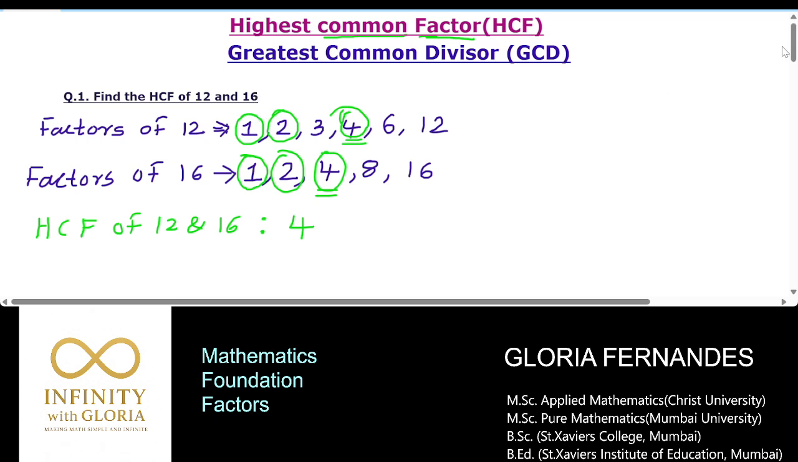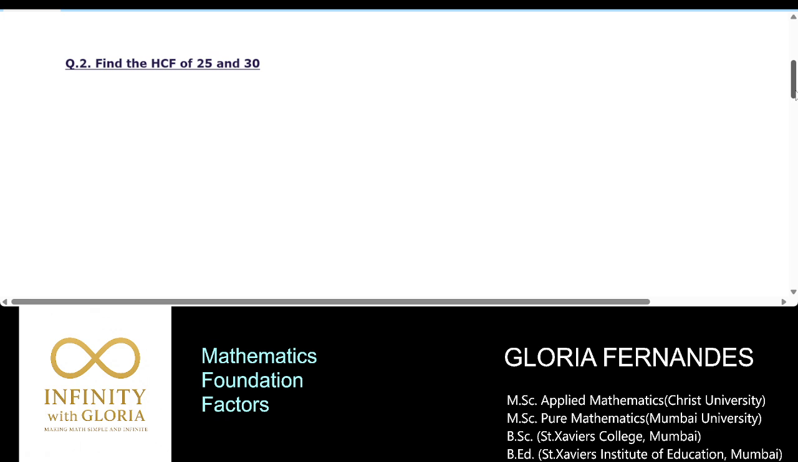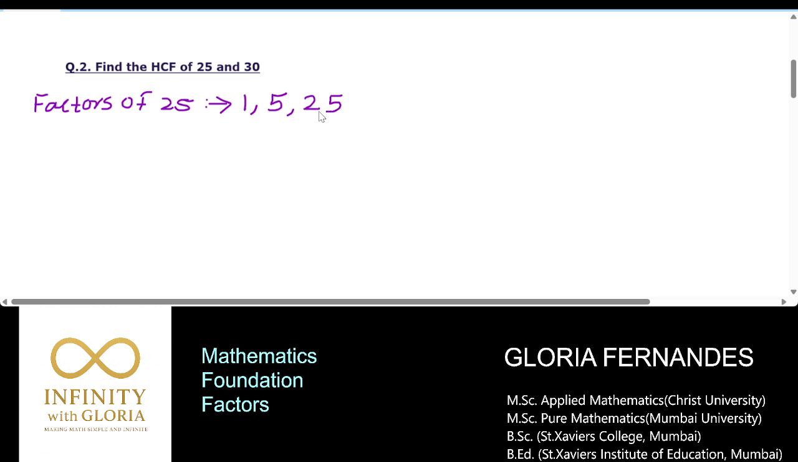Let's take another example. Find the highest common factor of 25 and 30. First we'll find the factors of 25. You have to be very quick now if you know the tables and the divisibility tests. So 1 is always there. 2, 3, 4 cannot be here because it is 25, right? So you have 5 and then you have 25 directly.